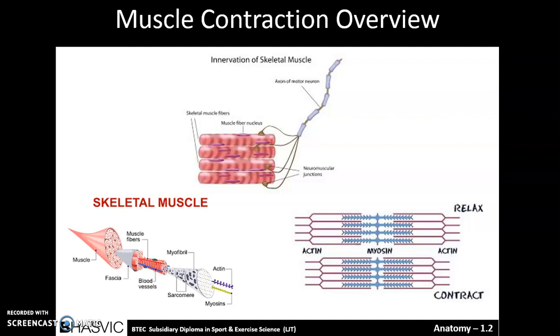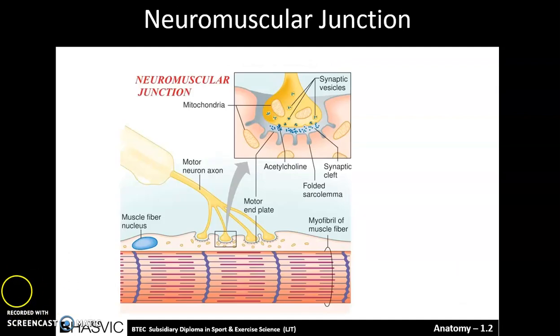Then, to help the muscles contract, this is the sliding filament theory. This is the process of the muscles shortening in length due to the actin and myosin binding. The neuromuscular junction. This is between the muscle fibers and the neurons.